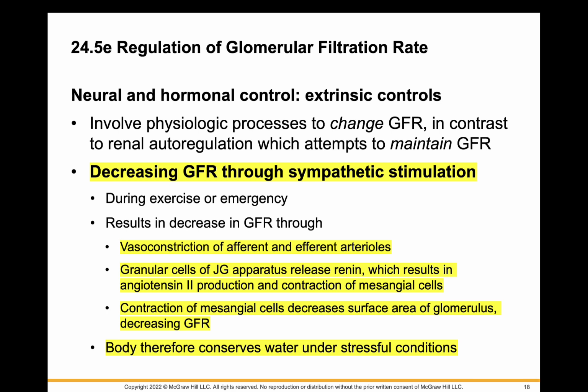We'll be addressing the renin-angiotensin pathway in greater detail in the next chapter. This results in the production of angiotensin II, and as addressed previously, this is a very potent vasoconstrictor. Now, in addition to that vasoconstriction, we're going to see contraction of the mesangial cells. The contraction of these cells decreases the surface area of the glomerulus, and that will result in a corresponding decrease in glomerular filtration rate. So basically, under stressful conditions, the body is conserving water.